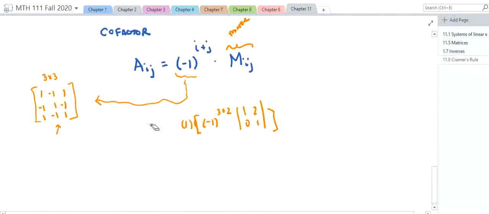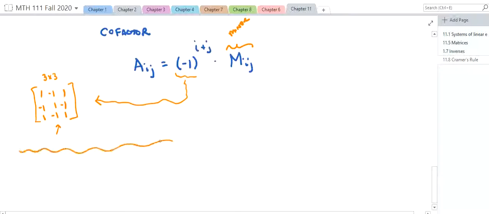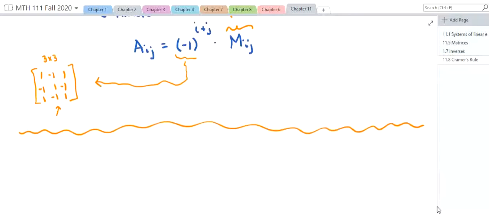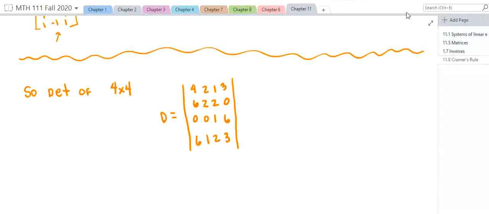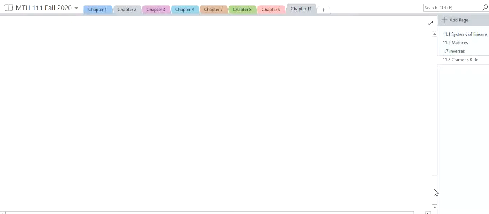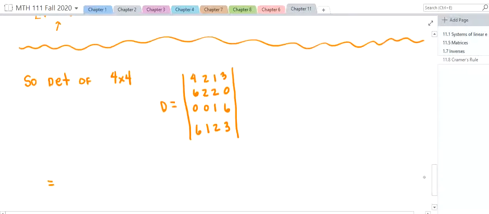I'll do another example of this with a larger matrix to show you how we set this up. Then I'll show you an easier way to do a 3 by 3 matrix. So say I have a determinant of a 4 by 4 matrix here, and I want to calculate what it is. Well, let me set this up for you. We're going to choose a row or a column. And I like this row right here because it's got 2 zeros in it. So that's going to make life easier for us.